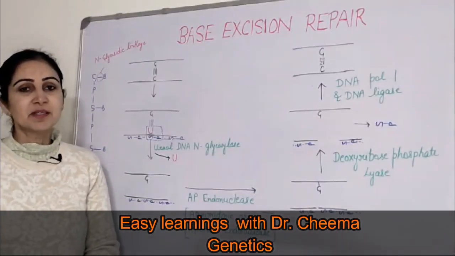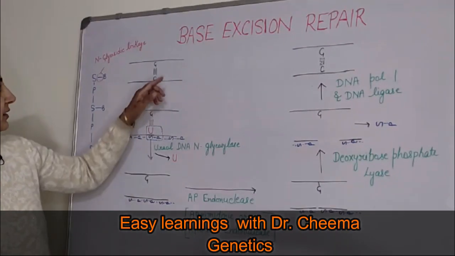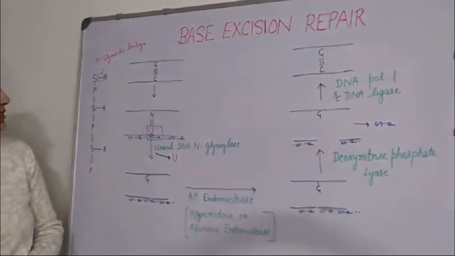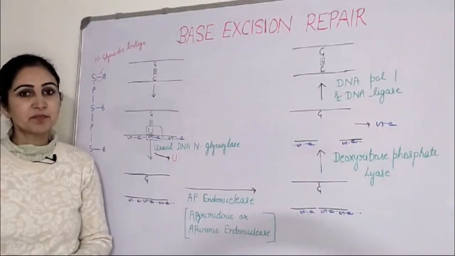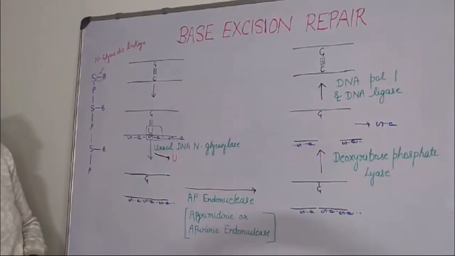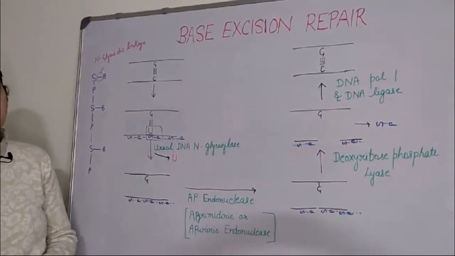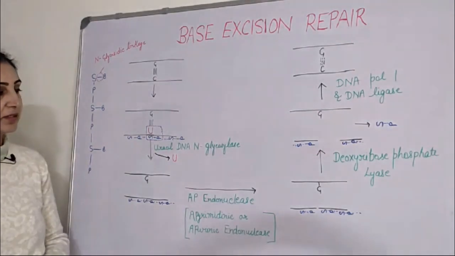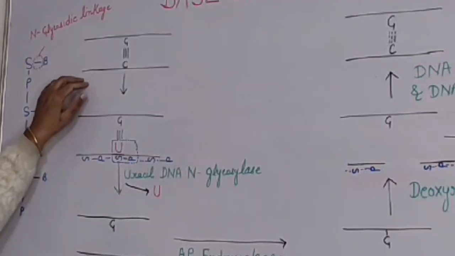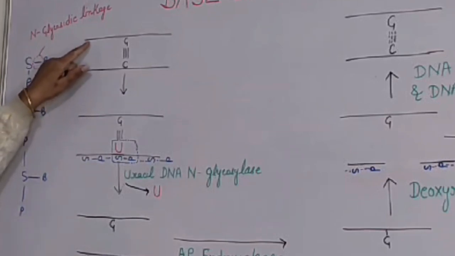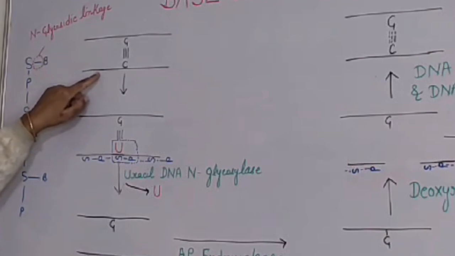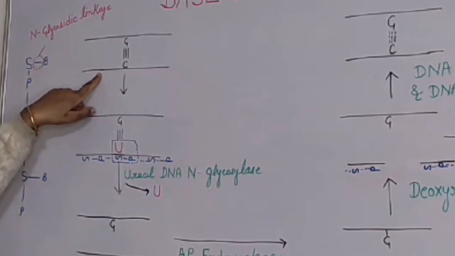Dear friends, our topic today is base excision repair. This is the type of DNA repair mechanism in which any wrong base is excised and then the DNA repair is done. For example, suppose this is the DNA molecule. This is one strand and this is the other one.